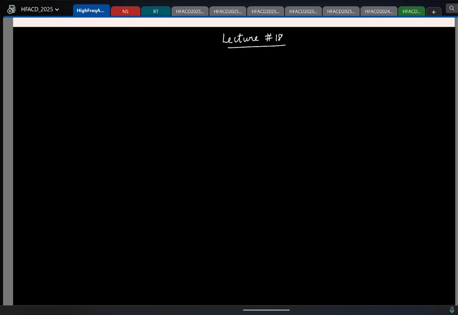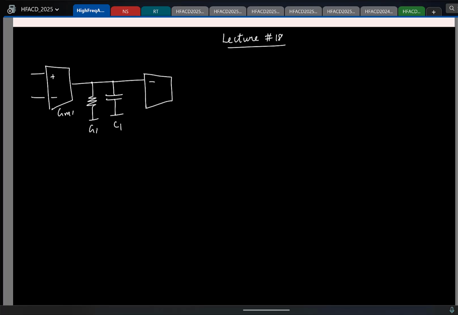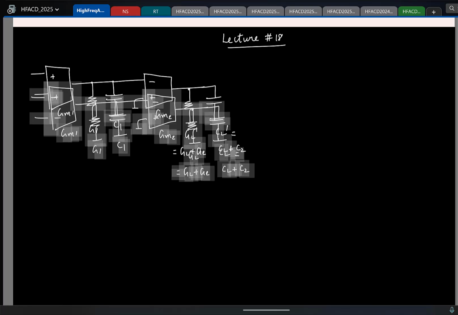So let's refresh that. Let me just draw the two-stage OTA. So this is the first stage GM1. The conductance and parasitic capacitance at that node. Then you have the second stage GM2. So I'll call this the GL prime, which comprises the load conductance and the output conductance. This is CL prime, which is the load capacitance plus the parasitic capacitance. So this is the two-stage OTA.